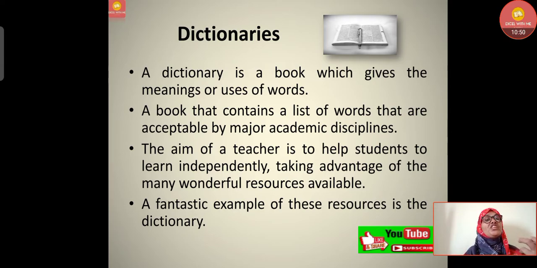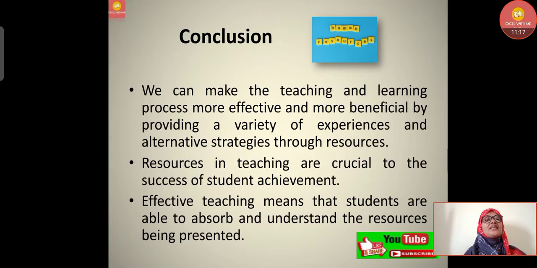The aim of a teacher is to help students to learn independently, taking advantage of the many wonderful resources available like the dictionary. If they want to know the meaning of a word which they do not understand, every time they must have one dictionary in the classroom, or they should go to the library to find out different meanings of the same word. A fantastic example of these resources is the dictionary. Then let's conclude the topic here.